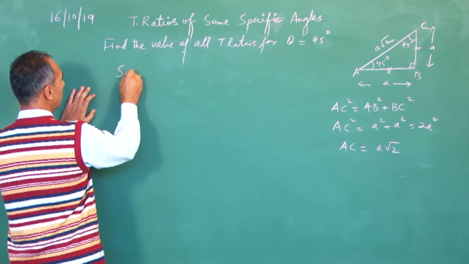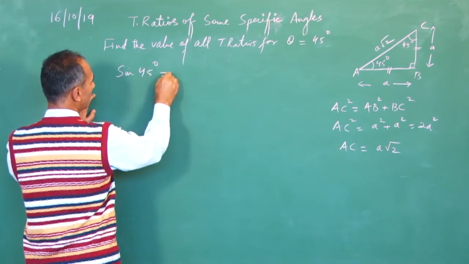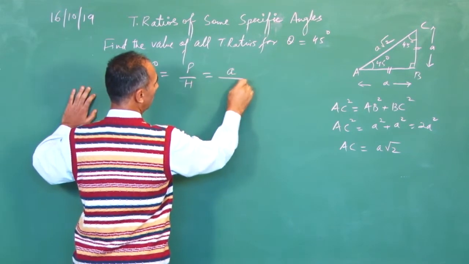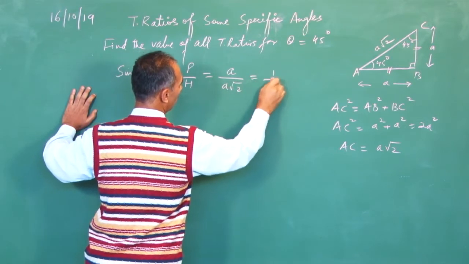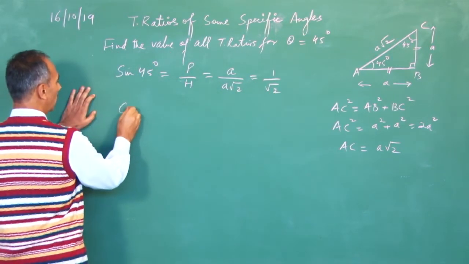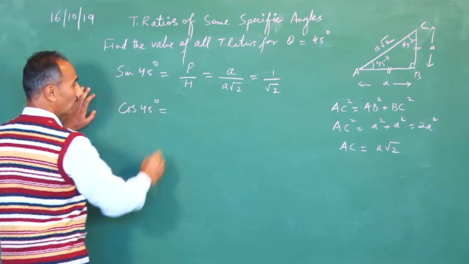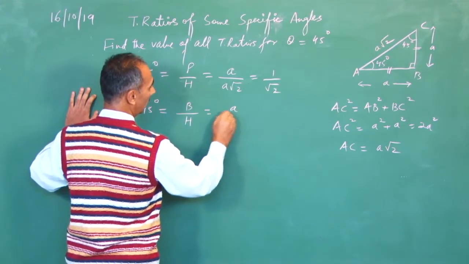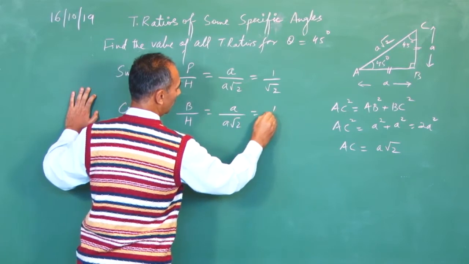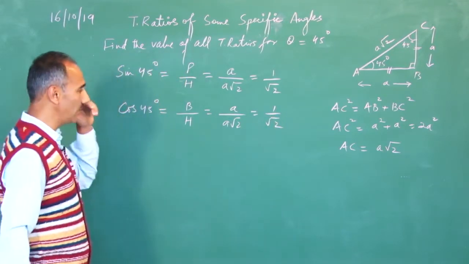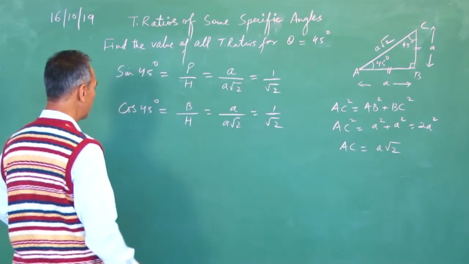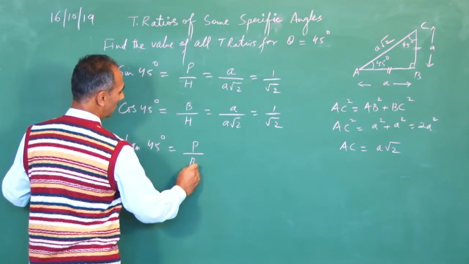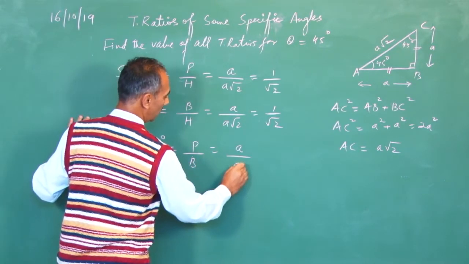So let's try to list. My sine of 45 is, sine is perpendicular by hypotenuse, so that will be A upon A square root 2, which is nothing but 1 upon square root 2. My cos of 45, cos is base upon hypotenuse, so it's B upon H. My base is A and hypotenuse is A square root 2. It's again 1 by square root 2. So here you could see sine 45 and cos 45 values are same. Let's take up tan. Tan of 45 degrees is perpendicular upon base. Perpendicular is A and base is A, so that is 1.